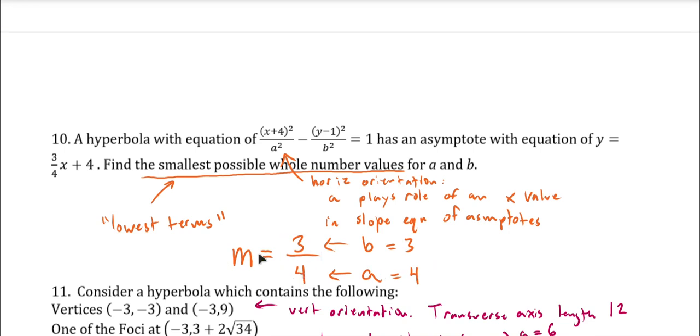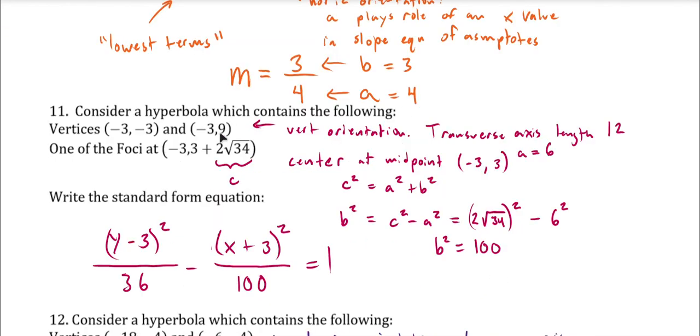Now, we cannot reduce 3/4, and so 3 and 4 are our smallest possible whole number values for b and a respectively. For number 11, they ask us to consider a hyperbola which has vertices at these locations and a foci at this location. They'd like the standard form of the equation.